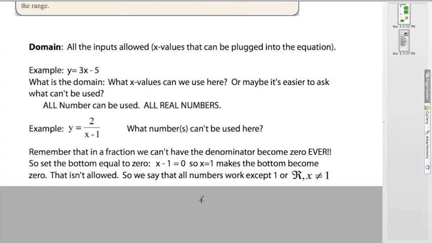So we say it's all the numbers that work except for 1, or we can use the symbol all real numbers, and we just say, well, except for, and we use x is not equal to 1. So I tell you what does work, and that's the symbol all real numbers, and then I tell you what can't work by giving you a restriction, or what we call restricted values.